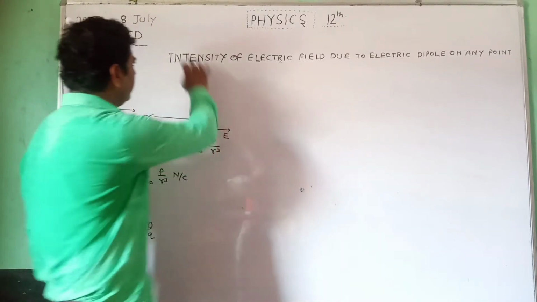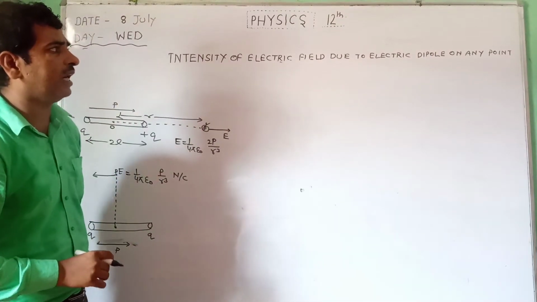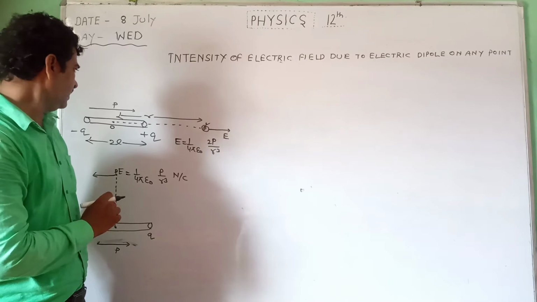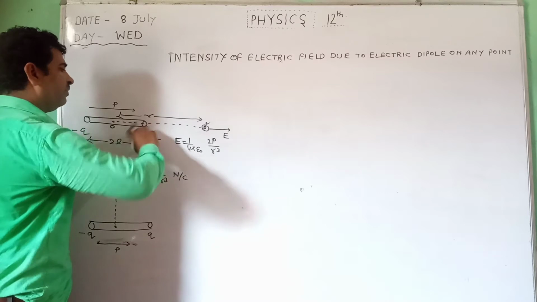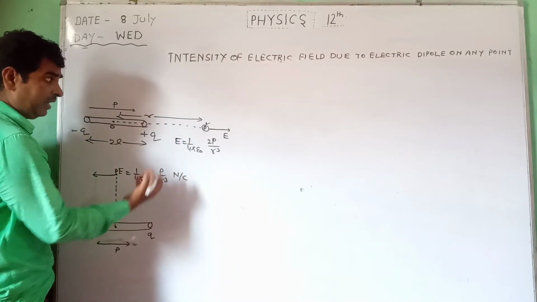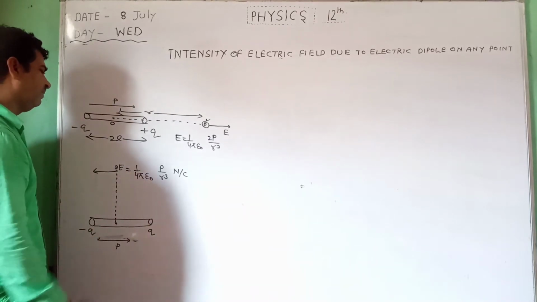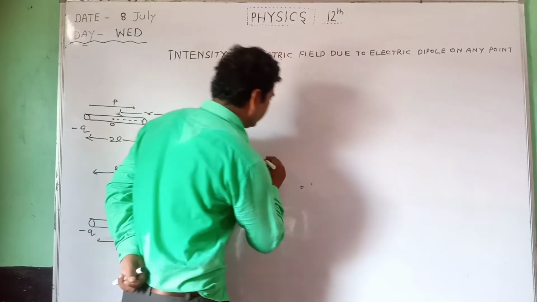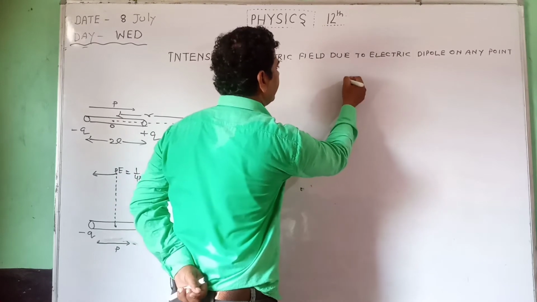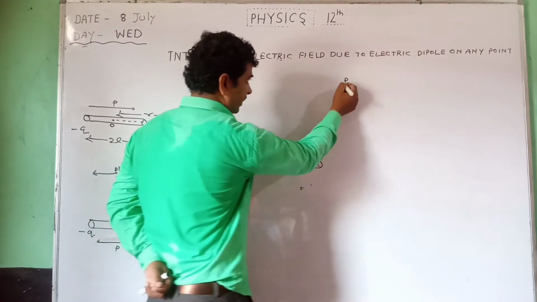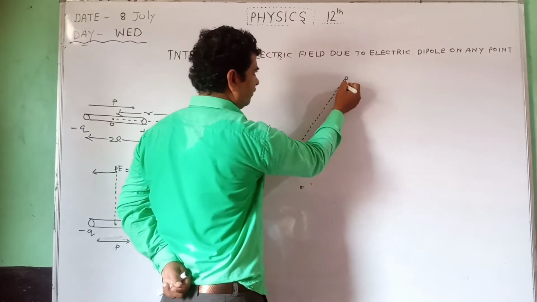Let's come to the topic. Now I am going to start the first topic, intensity of electric field due to an electric dipole at any point. Remember, you have knowledge of how we can find the intensity of electric field on the axial line and on the equatorial line. My dear students, look here. This is an electric dipole and I am taking a point P which is situated at distance r from the midpoint of the electric dipole.